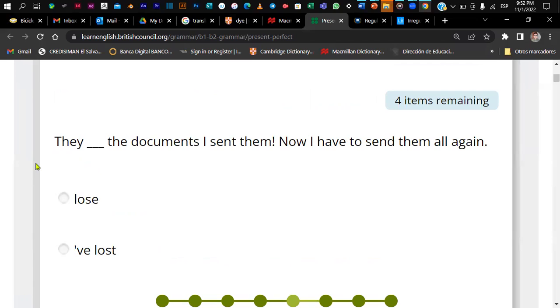The documents I sent them. Now I have to send them all again. Okay. Oh, that's a problem. That's a heavy problem. The documents I sent them. Now I have to send them all again. Okay, what about that one?